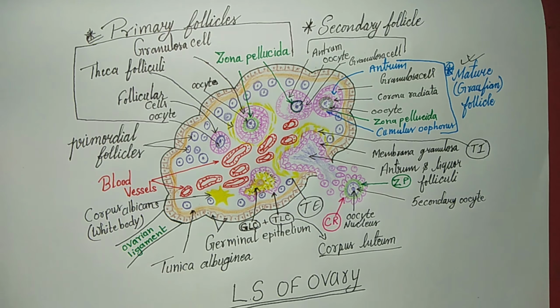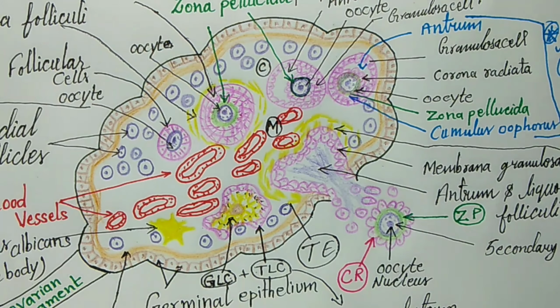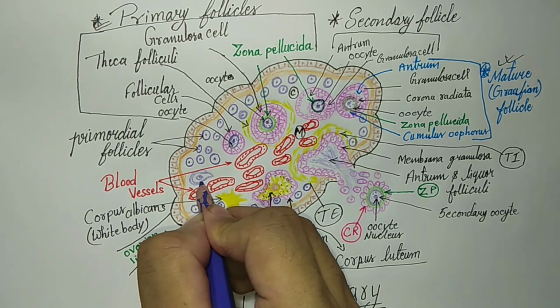Here the medulla, and this one is the cortex part. M represents medulla, C for cortex.